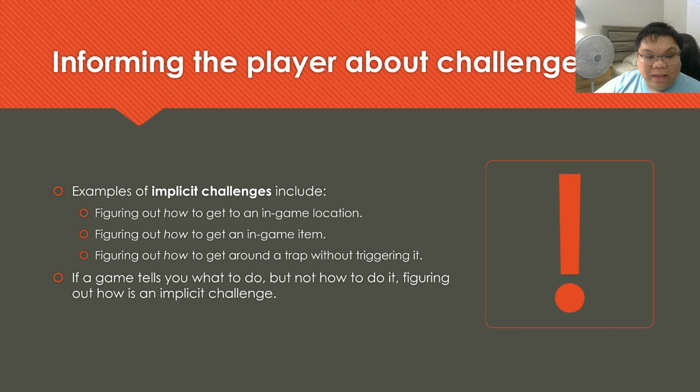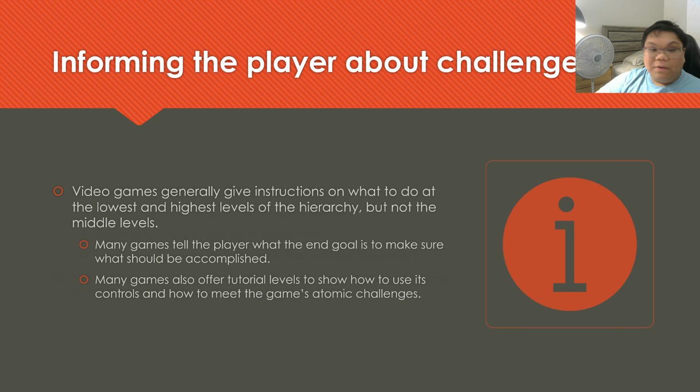So an explicit challenge might be, press this button to pick up the stick on the ground. But an implicit challenge would be, cross this river to open the treasure chest that's on the other side of the river. There may be several different ways to get to that treasure chest, but the game makes no distinction over which method is preferred. That's an implicit challenge. You as a player must figure out how to get to the other side of the river. Video games generally give instructions on what to do at the lowest and highest levels of the hierarchy, but never in the middle, and that's done for a few reasons that I'll get into in a little bit.